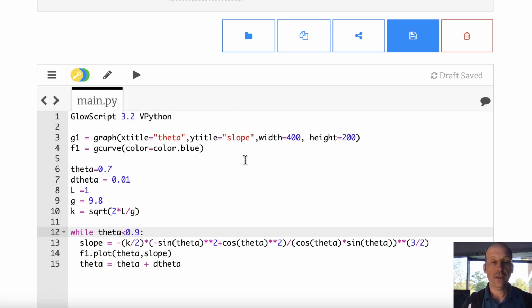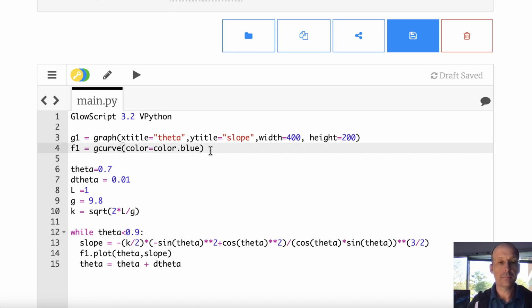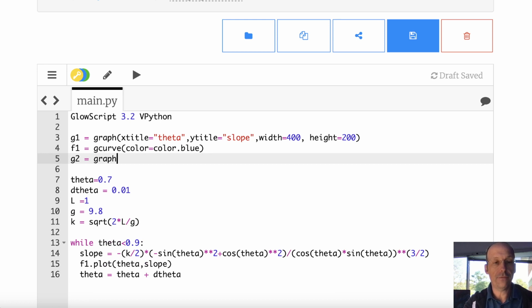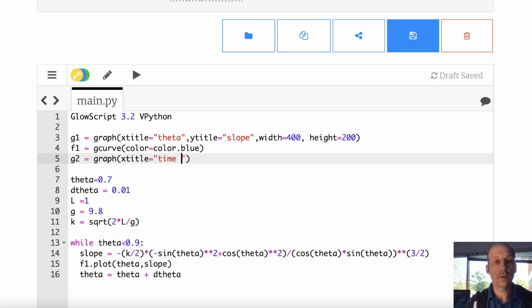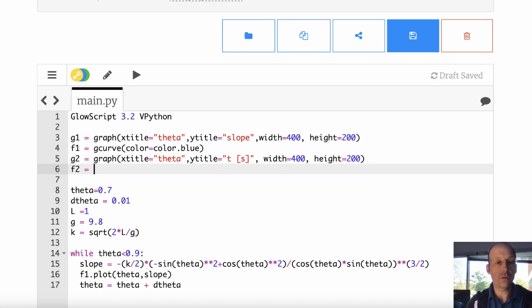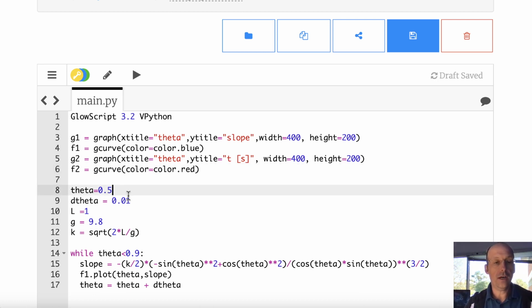Okay, let's make another graph, and let's plot the time as a function of theta. And let's see if that is indeed the minimum. So G2 equals graph, x title is going to be theta. Y title equals t in seconds. And then width equals 400. Height equals 200. F2 equals G curve. Color equals color.red. And I'm going to again do this from 0.5 to 0.9. That's fine.